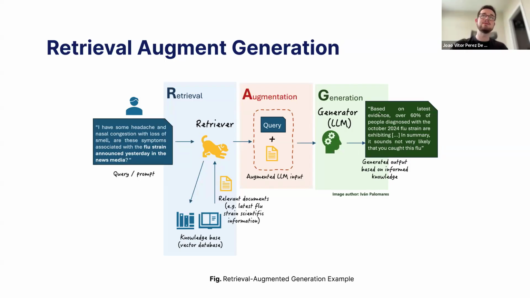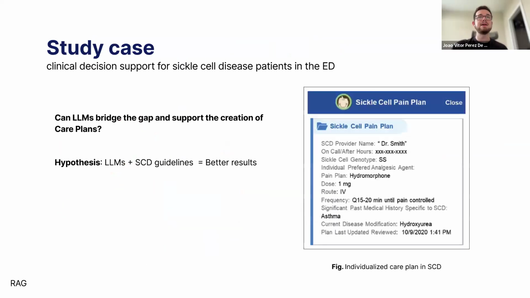So, for instance, the response is now based on the latest evidence: over 60% of people diagnosed with the October 2024 flu are, et cetera. And this 60% actually comes from a publication, from a guideline. So the model is actually using real knowledge to generate the response. Okay, this is really powerful. This is something that can augment your response.